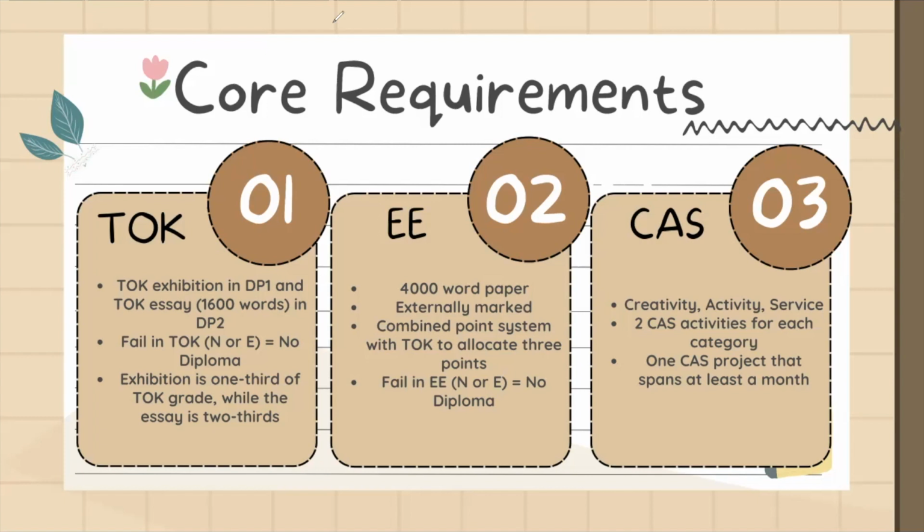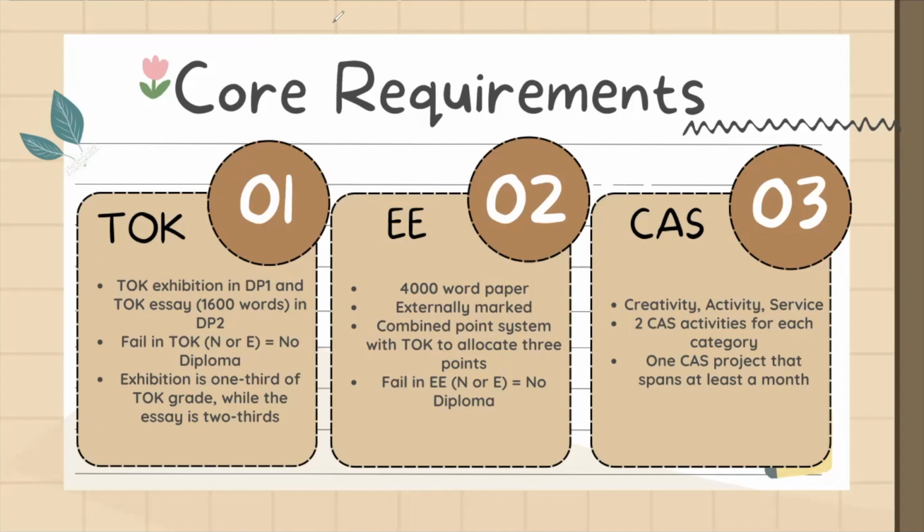And as I mentioned before, combined point system, and you have to pass an extended essay. Normally, there's no problem in getting the diploma. If you do something and you submit something to the IB, you really won't be failing TOK or EE.